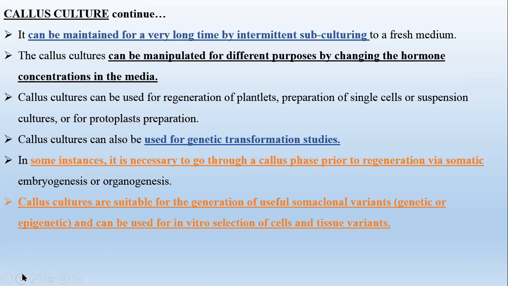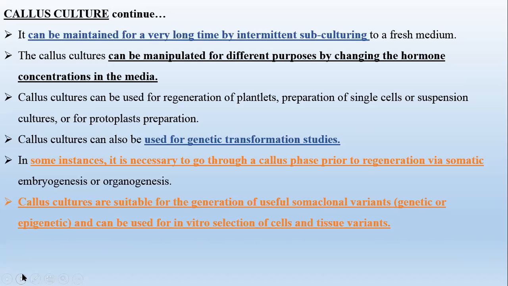Then, in some instances it is necessary to go through a callus phase prior to regeneration via somatic embryogenesis or organogenesis. So this is the intermediate stage for many cultures. That is also an important point: for any plantlet regeneration from the explant, in between there is a formation of callus.